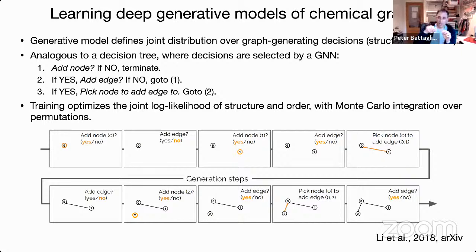If it says yes, I need to add another edge or another bond, then it picks which node to add the edge between the new node and the existing nodes. Similar thing, it's almost like the one we just showed a minute ago, but interleaved, right? Every time it adds a vertex, it adds another set of edges around it. And it's trained in a similar way to optimize the log likelihood of the structure. Here we do some Monte Carlo integration over different permutations, and this isn't important though. And this is a little schematic on the bottom of how this works, and you can see it building up some chemical graphs.